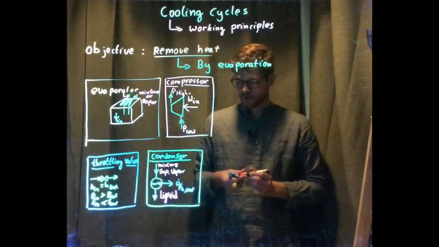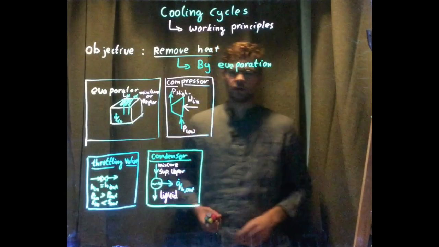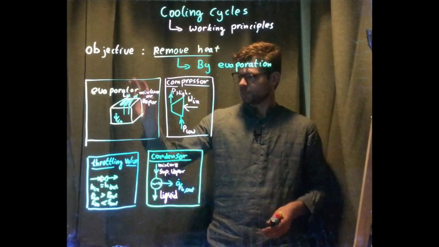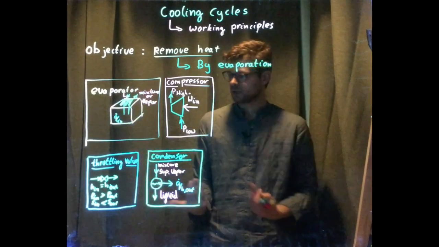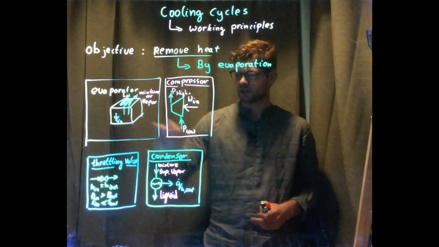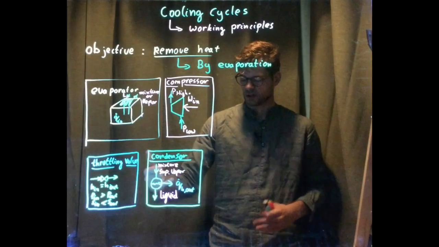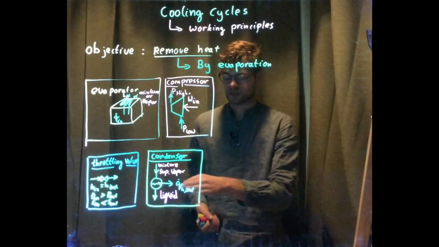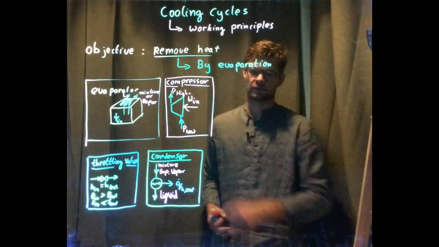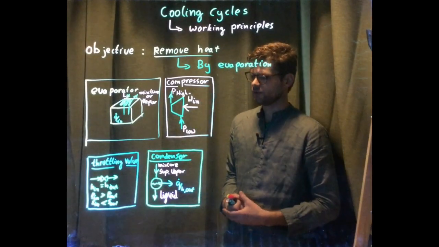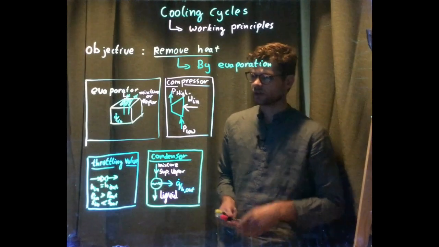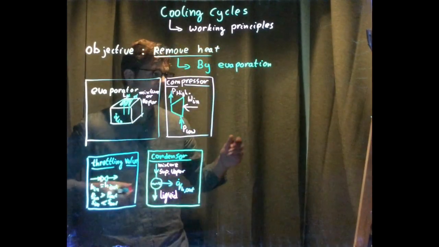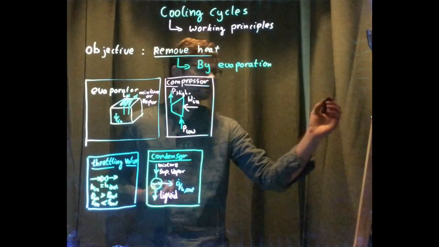So these are the basic components of a cooling cycle. The evaporator will absorb heat, Q in. The condenser will reject heat, so Q hot out, and for the compressor we will need to add work to the cycle. So now I'm going to combine all this into a cycle, and the cycle looks like this.